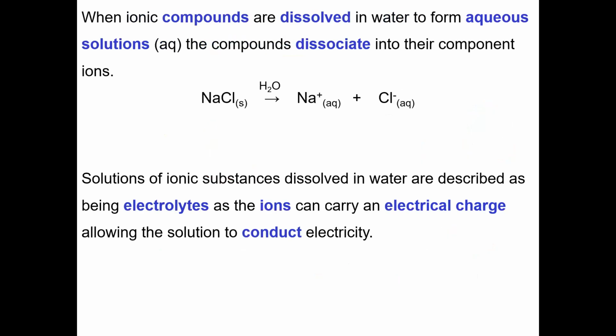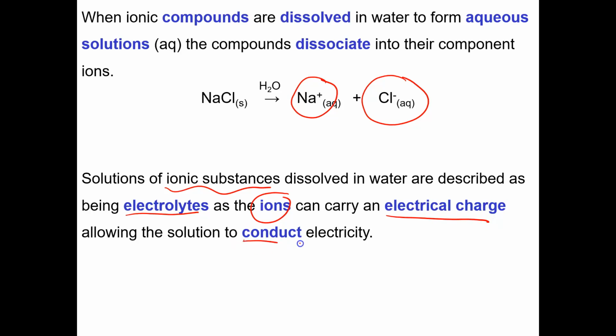Now, what this is really telling us is that when ionic compounds are dissolved in water to form aqueous solutions, what is present in that aqueous solution are individual cations and anions completely dissociated from one another. So as a result, solutions of ionic substances when they're dissolved in water are described as electrolytes, as the cations and the anions are able to carry an electric charge, and these solutions will be observed to conduct electricity.